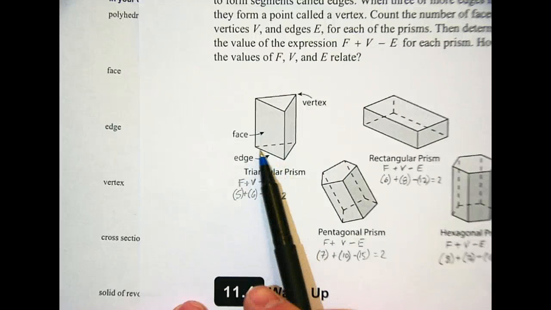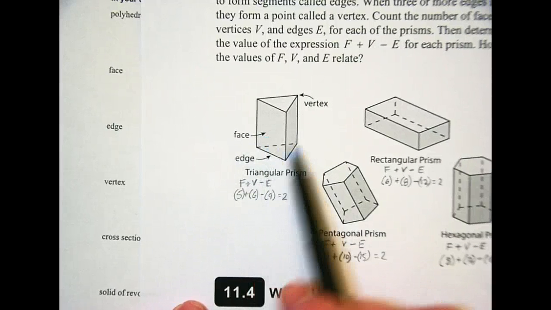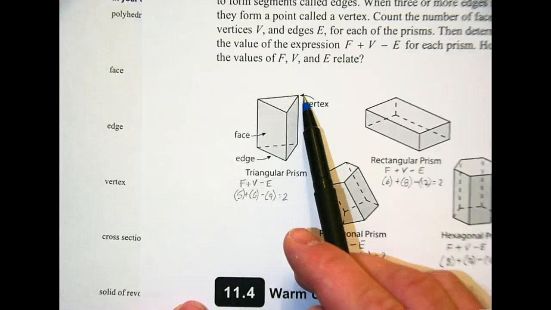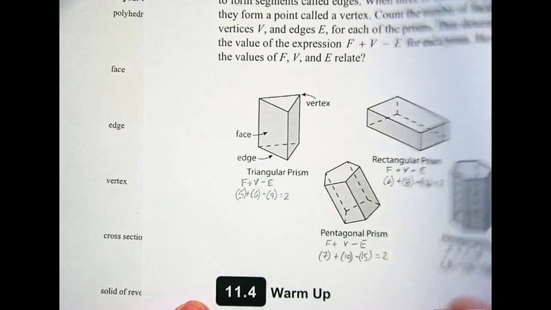You got your edge, you have a face, the front of or a side of a shape, and then a vertex. Each of those little points. Okay. A cross section. What's a cross section? The intersection of a plane and a solid. Okay, that is a cross section.